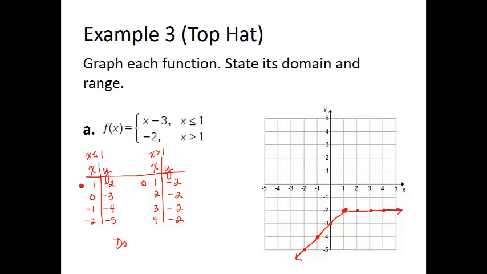Our domain in that function is all reals, right? As we go from left to right, the graph continues. Our range is we start from the bottom up, the bottommost point, but where does our graph stop? It stops at this value of negative 2. So our range is from negative infinity to negative 2 with a bracket.